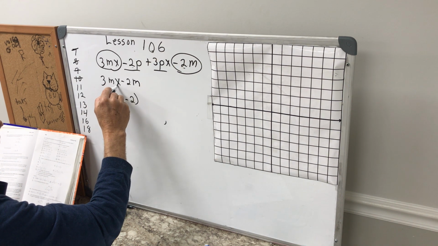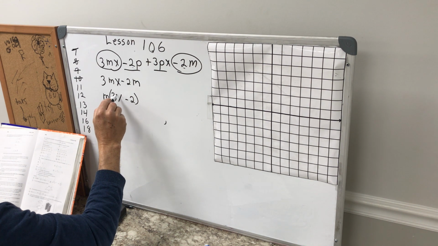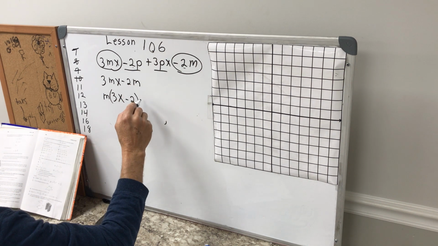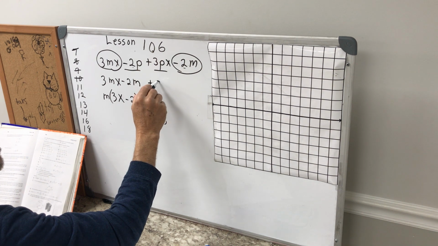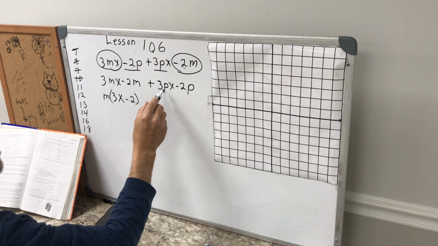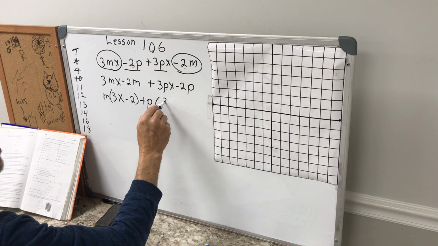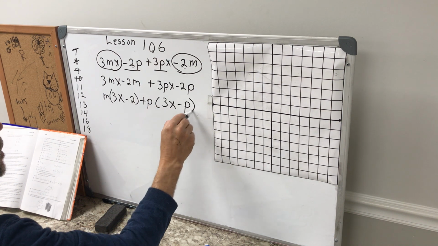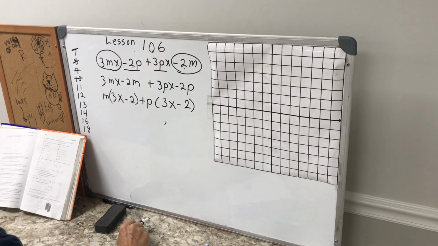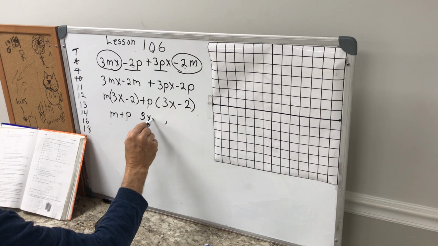I hear Ansley behind me correcting me here. This is a 3x. There we go. 3x negative 2. All right, so now we have these two together. Let me just rewrite them positive. 3px negative 2p. Factor out the p only plus p, and we end up with 3x negative p. That worked? No, 3x negative 2. There we go. M plus p and 3x negative 2.